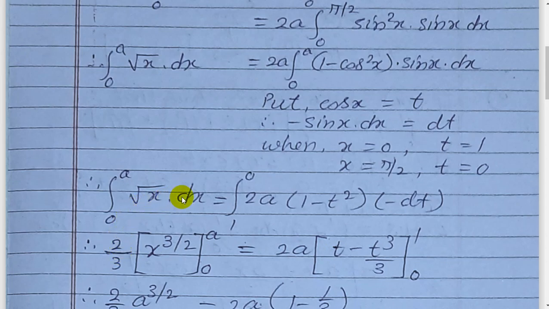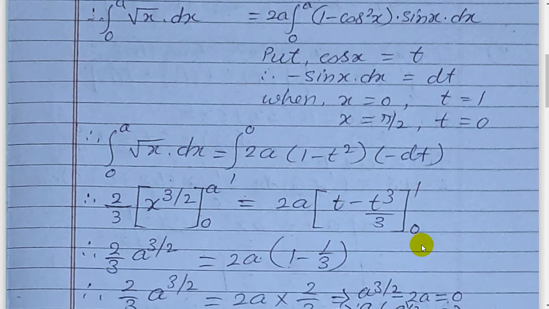Therefore, the integral of root x dx becomes 2 by 3 into x raised to 3 upon 2, limit 0 to a, equals 2a, constant as it is, the integral of 1 dt is t and the integral of t square is t cube by 3, with limit here 0 to 1, because we have interchanged the limits to 0 to 1, so the minus sign becomes plus.